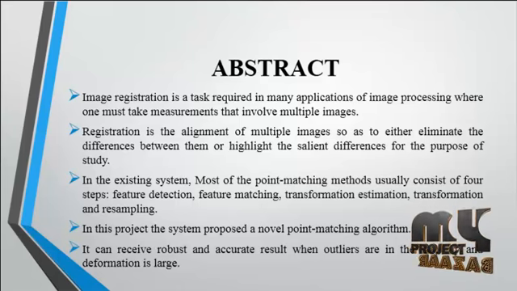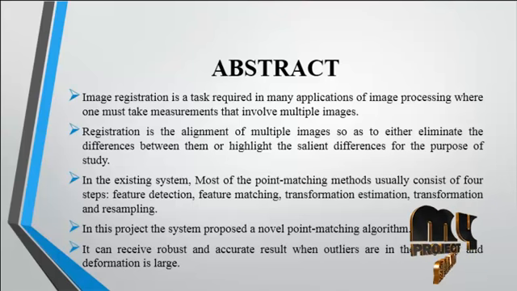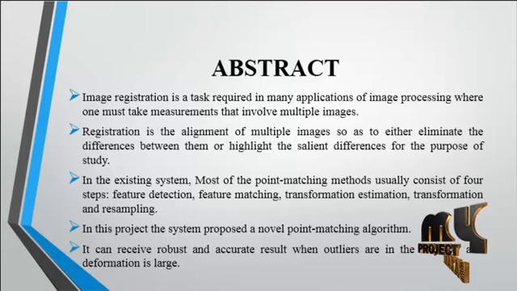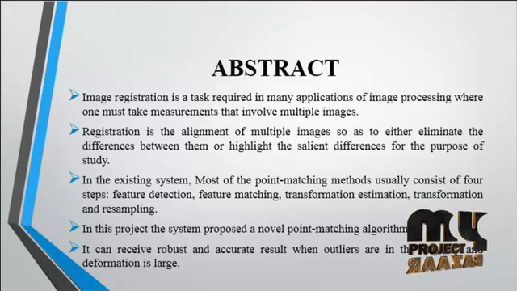In the existing system, most point matching methods usually consist of four steps. The first one is feature detection. The second step is feature matching. The third step is transformation estimation, transformation and resampling.